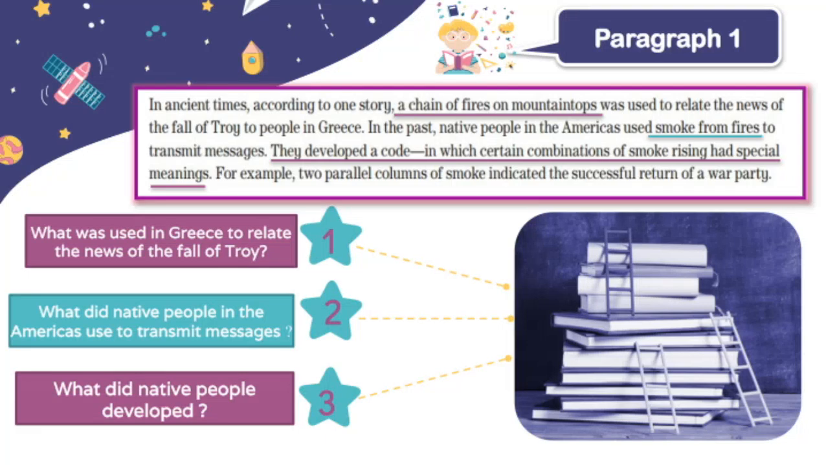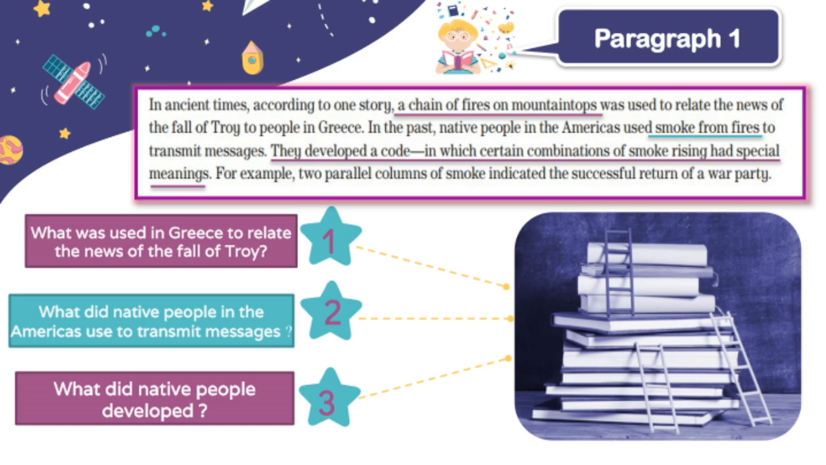So, let's explore how native peoples in the Americas transmitted messages. They developed unique methods, often using visual symbols, smoke signals, or sound signals that could be understood over distances. These communication systems were crucial for coordinating activities and passing down stories or important news.